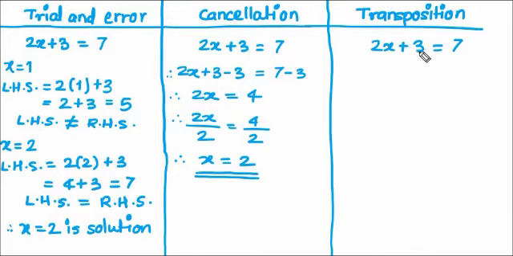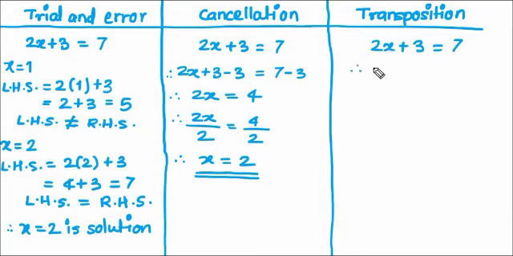In transposition, the unwanted terms are sent to the other side, and when they go to the other side, they change their operation. So if it is plus here, it becomes subtraction. If it is multiplication here, it becomes division. If it is division here, it goes there and becomes multiplication. If it is subtraction here, it goes there and becomes addition. So you can remember this method as transfer and oppose.